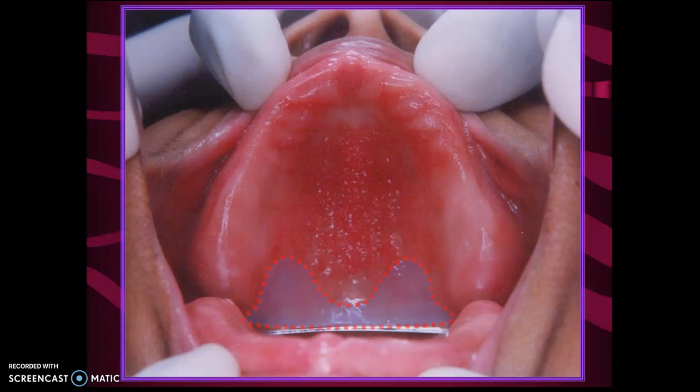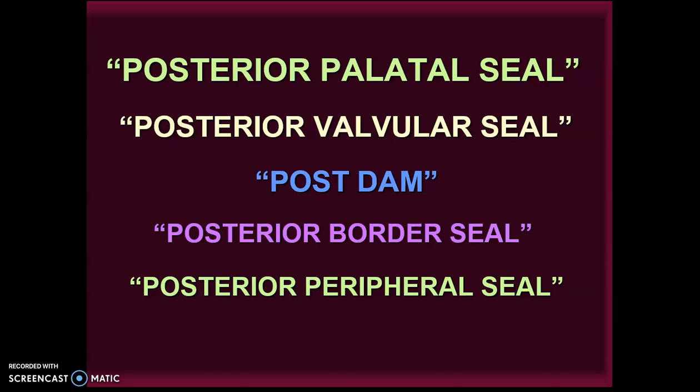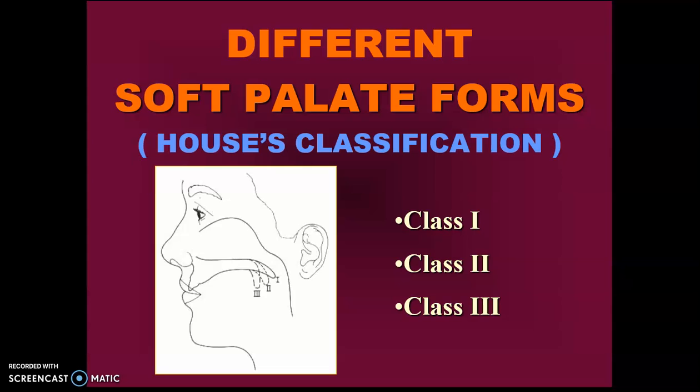Now, just watch the patient's photo, the animated section that shows the presence of PPS in the maxillary arch. It's a Cupid's bow shape. This is due to the projection of the posterior nasal spine. We are getting the shape of PPS as a Cupid's bow shape. Now, what are other names for the posterior palatal area? We can call it the posterior alveolar seal area, post dam, posterior border seal, and posterior peripheral seal.